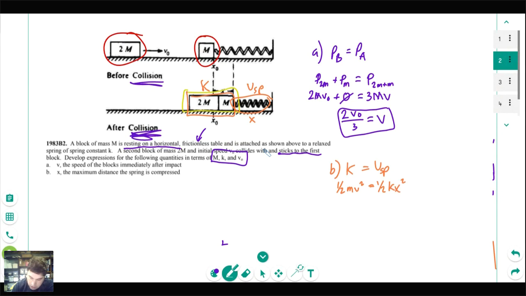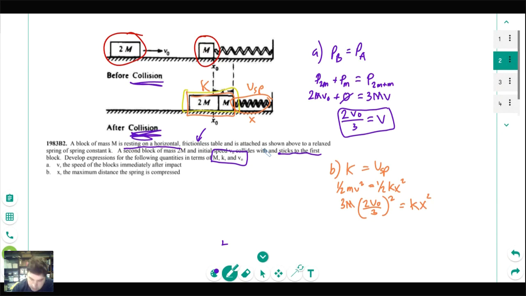And we can go through and solve for k. All right, so let's drop the 1/2 to start off with. We'll plug in the values we know here. Our total mass is now 3m. Our velocity is 2v0 over 3, squared, equals k times x squared.